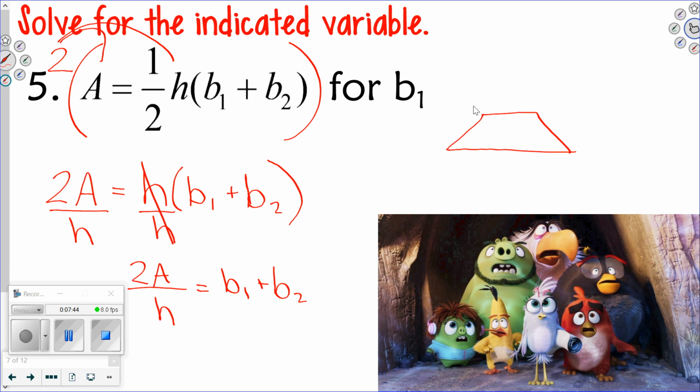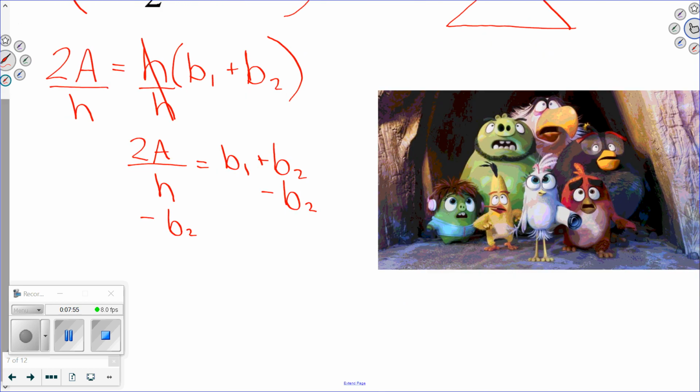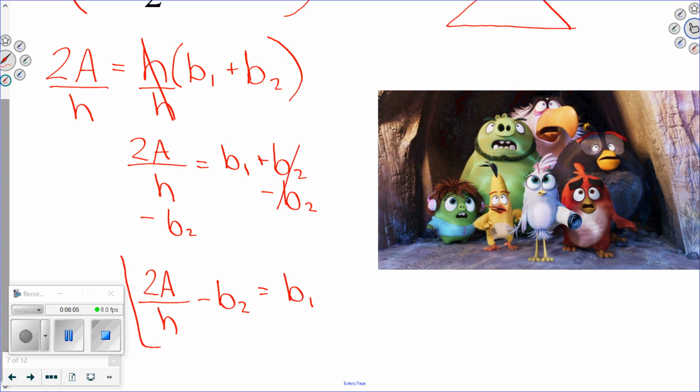Which one am I getting by itself? b1. So what else do I have to get rid of? Subtract the b2. So you're going to have 2a over h minus b2 equals b1. Now just take note how I wrote that, because sometimes people get a little confused when they're moving that around there. The 2a over h is like one term, and then minus the b2 equals b1.